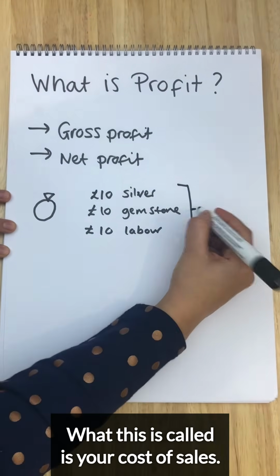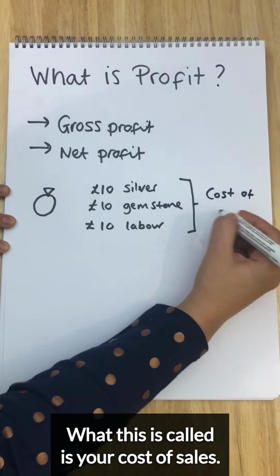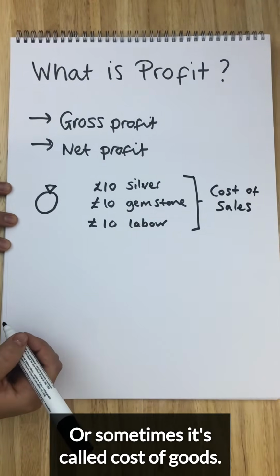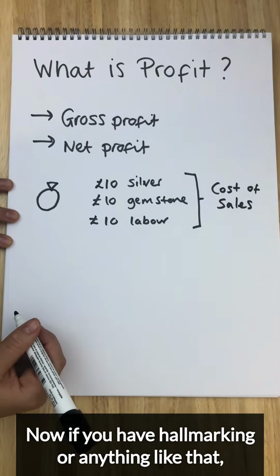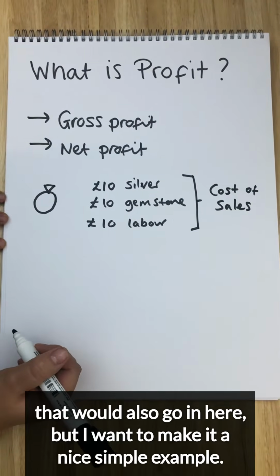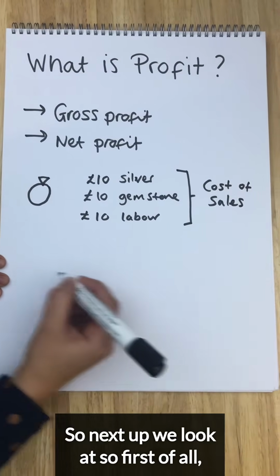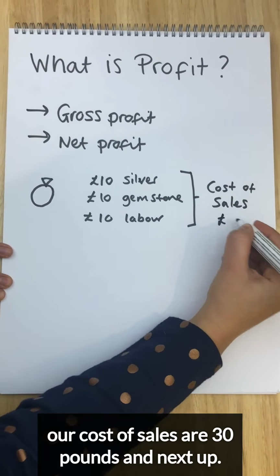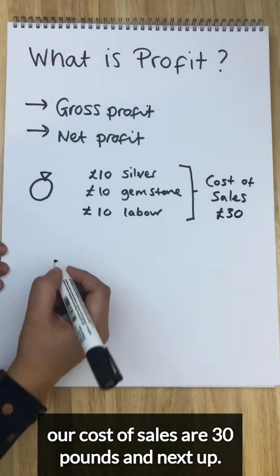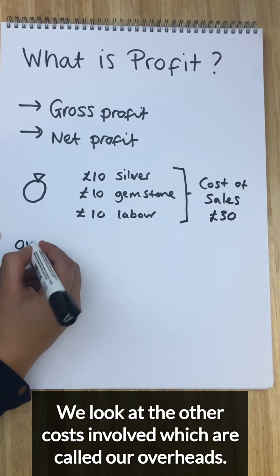What this is called is your cost of sales, or sometimes it's called cost of goods. Now, if you have hallmarking or anything like that, that would also go in here, but I want to make it a nice simple example. So first of all, our cost of sales are £30. And next up we look at the other costs involved, which are called our overheads.